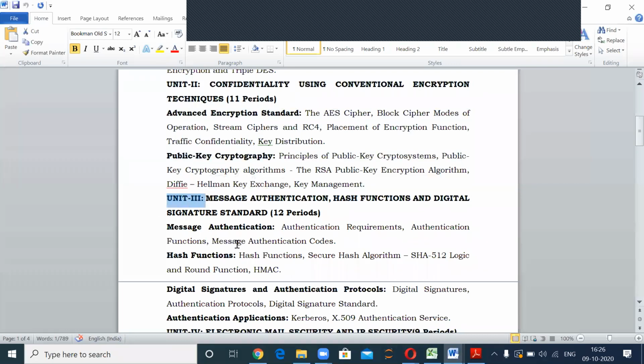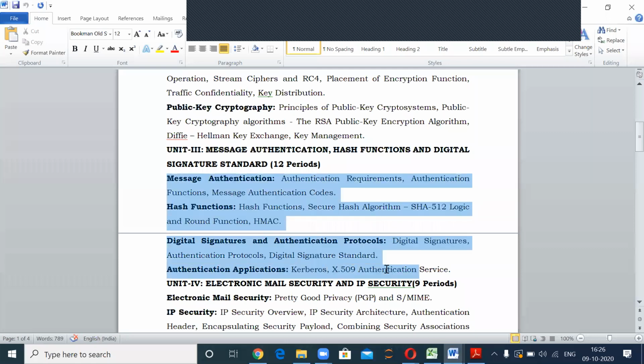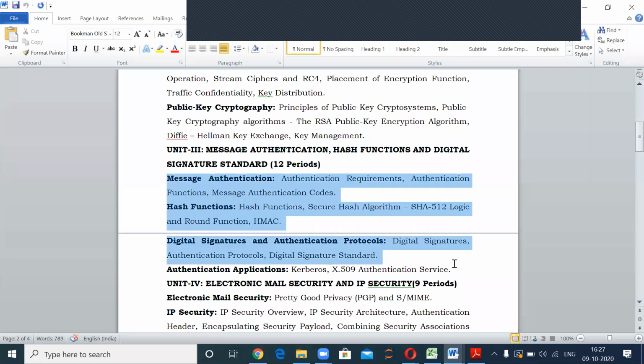In the third unit, we have to cover these concepts: message authentication functions, hash functions, and digital signatures, and authentication functions and authentication applications. We are discussing two concepts, Kerberos and the X.509 authentication service. These are the concepts in the third unit. The third unit will take around 12 to 13 hours, right?